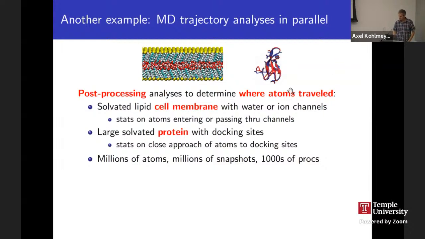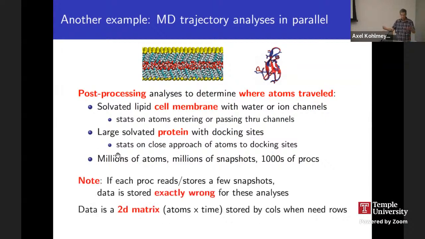Conversely, you might have a large solvated protein that has many docking sites on it, or maybe it's a collection of proteins, and it's solvated or has other ions or small molecules around it, and you want statistics on close approaches to that docking site by other molecules or other atoms. And you want to know, did it get close? How close did it get? Did it dock? Did it undock? What it did. So basically, again, this is sort of post-processing the big data set to see where atoms travel. So imagine you have a 1,000,000 atom simulation, you have millions of snapshots, you ran it on thousands of processors. How are you going to do this?